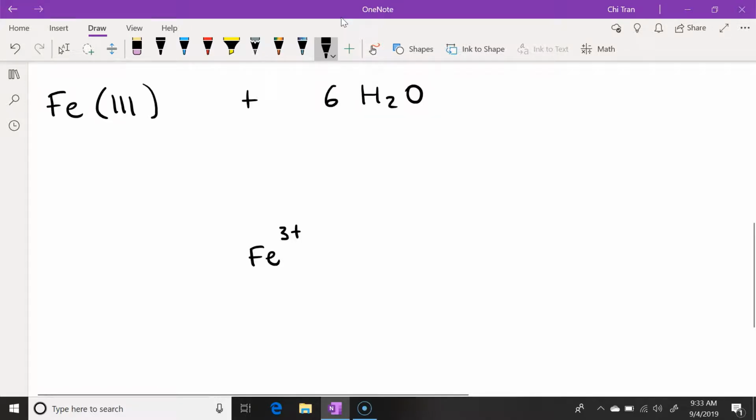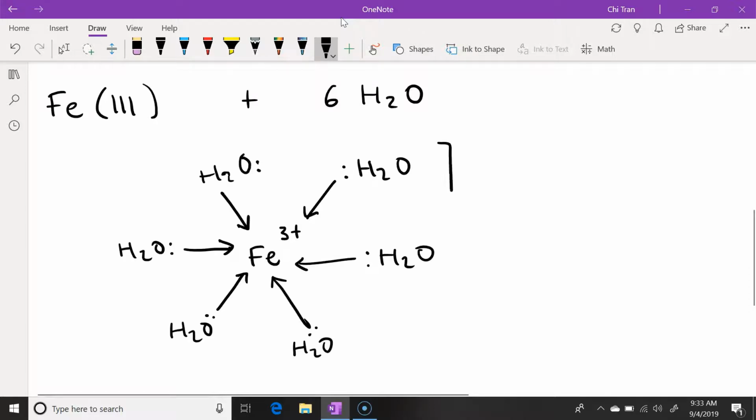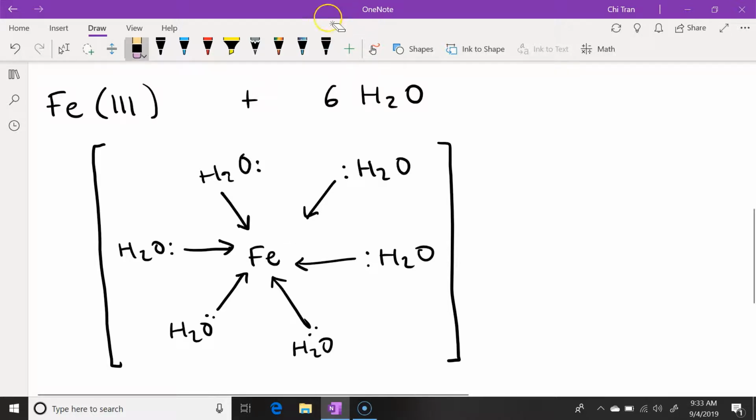And then we have water, which has two lone pair of electrons, but here we only need to show one lone pair of electron, which is taking part in the coordinate bond, and we can repeat that 6 times around the iron atom. And we can draw out the square bracket around this whole complex ion. And water doesn't have a charge, but iron does.